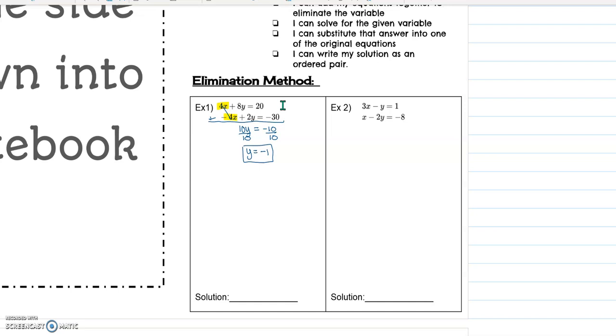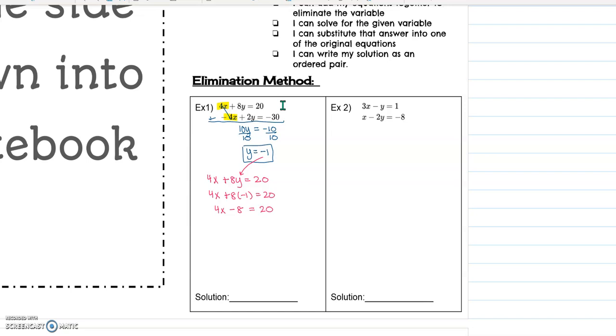I usually choose the first one, but again, whichever one you think might be mathematically easier to solve, you can choose that. So I'm choosing 4x plus 8y equals 20, and I'm going to substitute this negative 1 in for that y. So 4x plus 8 times negative 1 is equal to 20. And then now we solve for x. So 4x minus 8 is going to equal 20.